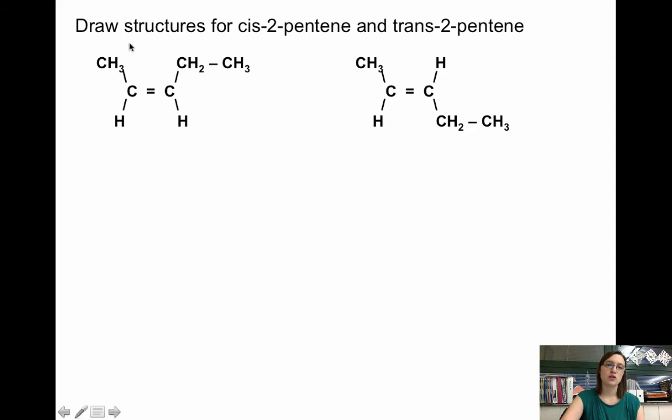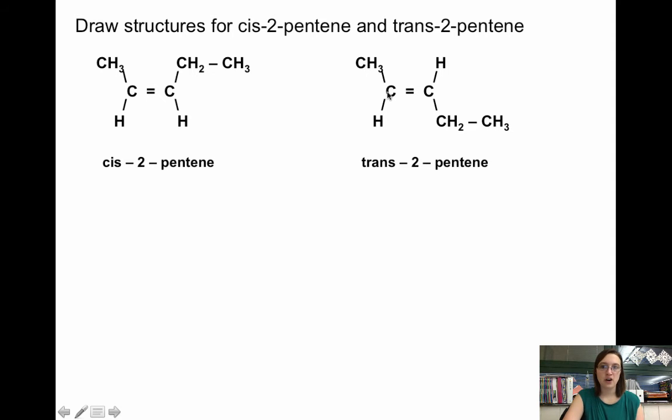Notice this first structure has all of the carbons on one side of the double bond. Here it's on the top of the double bond. In this other structure, which is trans-2-pentene, I have a methyl group on one side of the double bond, and I have the rest of the carbons on the other side. Notice it's still 1, 2, 3, 4, 5.